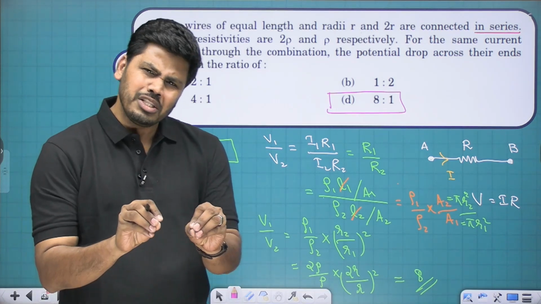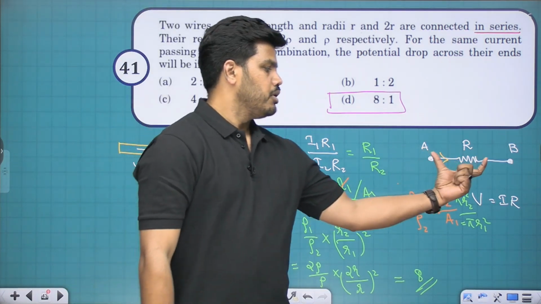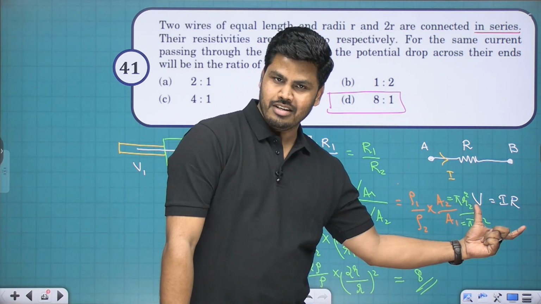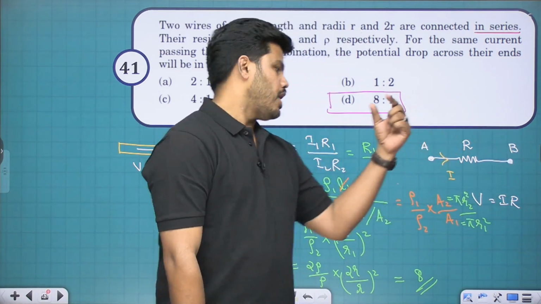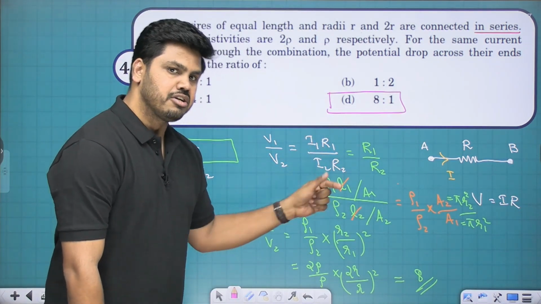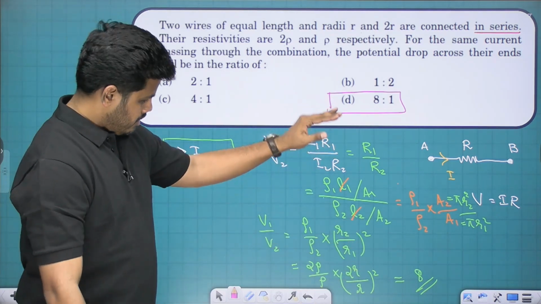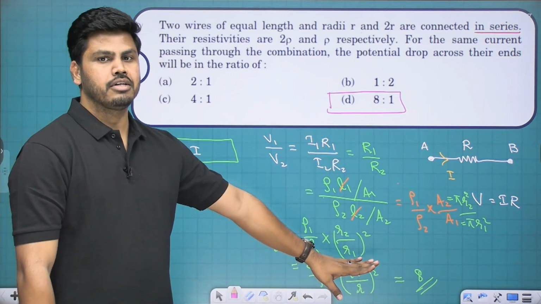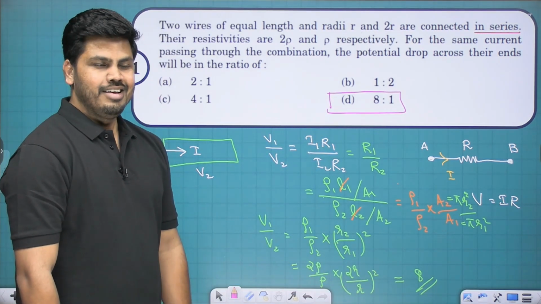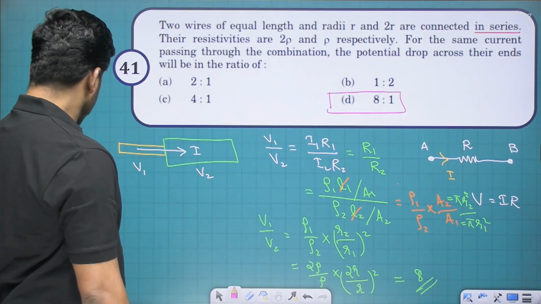So we need only the basic concept: how to find the potential drop across a given conductor, V is equal to IR. How can we write resistance R in terms of rho, L and A? That also we used. Then we took the ratio and got the correct answer. Okay, fine. Question number 42.